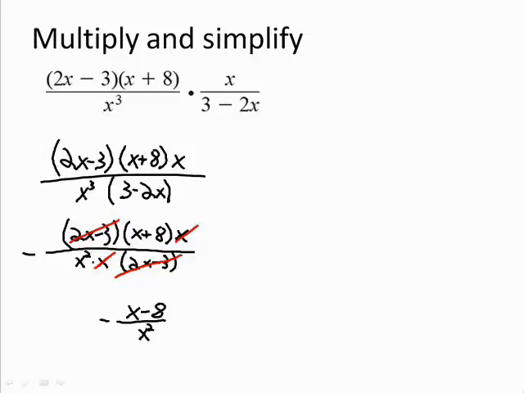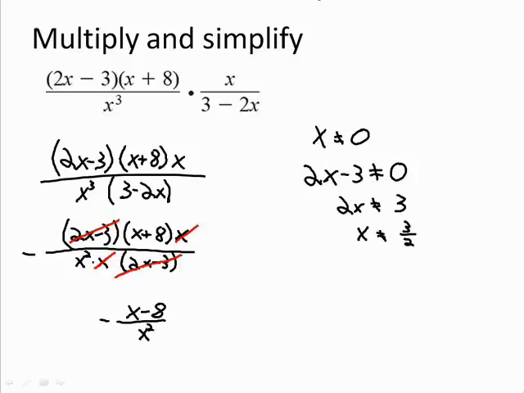This expression has to have the same domain as the original expression. You took an x out of the denominator and a 2x minus 3 out of the denominator. If either of these terms are equal to 0, then the entire denominator is equal to 0, and the expression is undefined. So x cannot be equal to 0, and 2x minus 3 cannot be equal to 0. Solve the second equation for x. Add 3 to each side. 2x cannot be equal to 3. Divide each side by 2. X cannot be equal to 3 halves. So x cannot be equal to 0, and x cannot be equal to 3 halves.